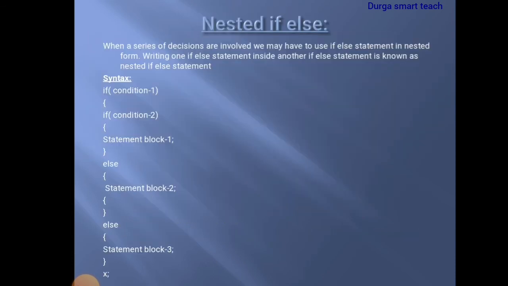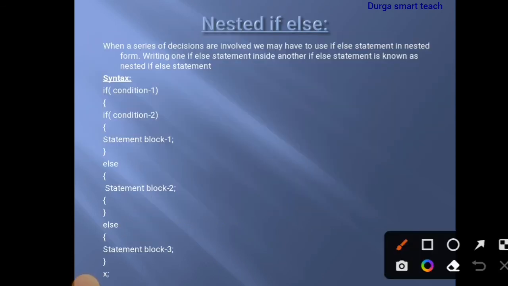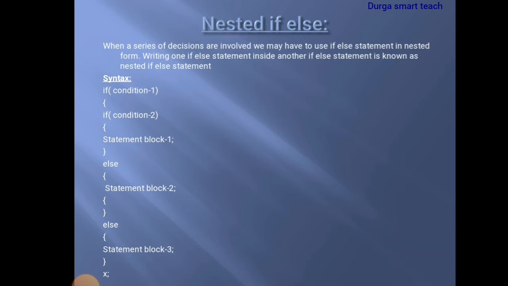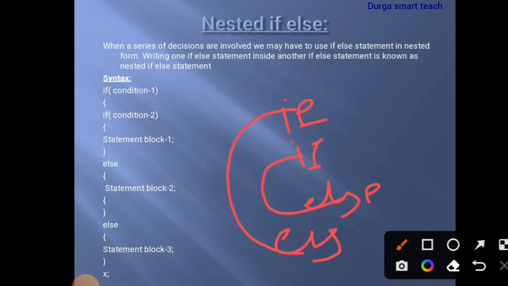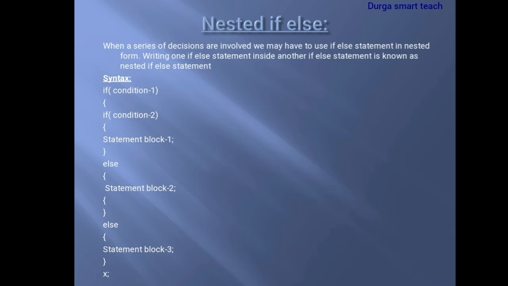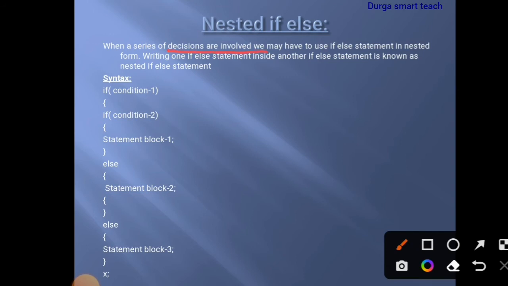Next one is nested if else. So what is meant by nested? Nested means one if containing another if. One condition contains another condition, that is known as nested. So nested if else means one if else contains another if else. When a series of decisions are involved, we may have to use if else statements in nested form.